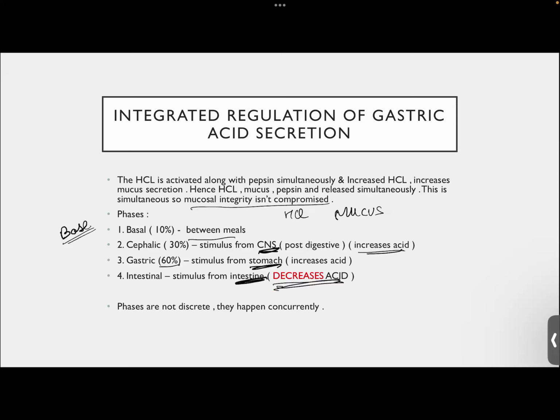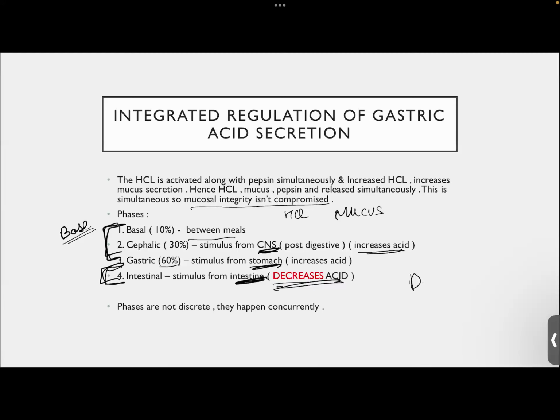And the reason it decreases acid is because all of these are in anticipation of food. So basal is between meals, so there's no food in the stomach, but you still have some acid. Cephalic is when you're digesting the food, so you're anticipating food, so you want to increase acid secretion. Gastric is when the food is in the stomach, and obviously you want to increase acid secretion if there's food in the stomach. Intestinal is when digestion is coming to an end.